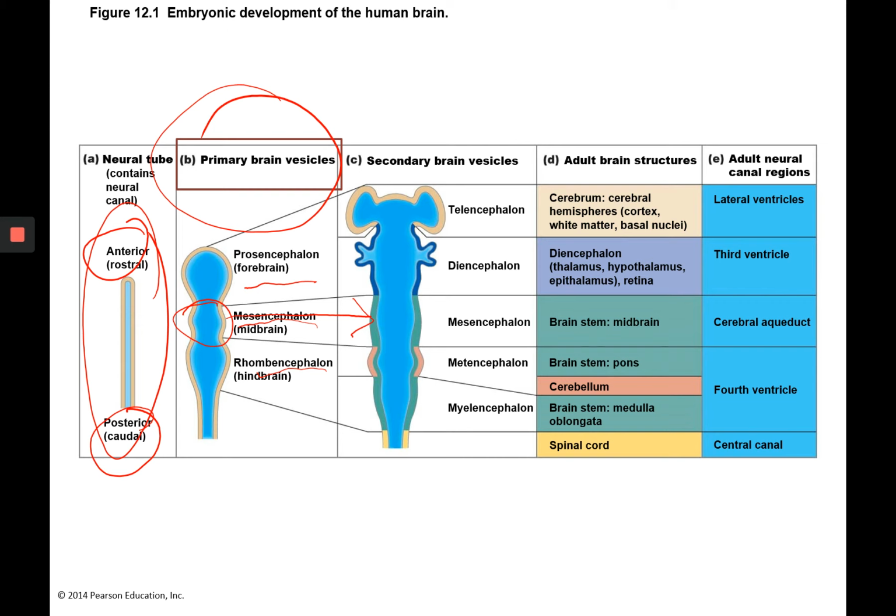Those structures then will develop further and become the adult brain structures, and within these adult brain structures we'll also have lateral, third, and fourth ventricles. These ventricles are connected via aqueducts and canals. The central canal is located in the middle of the spinal cord, and the cerebral aqueduct connects the third and fourth ventricle. There are two lateral ventricles located in each cerebral hemisphere, and we'll talk about them in more detail, but they all contain cerebrospinal fluid.